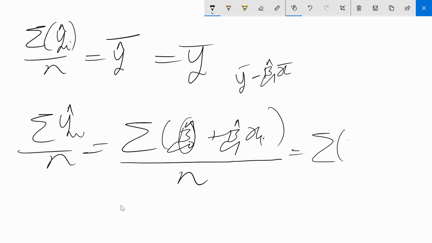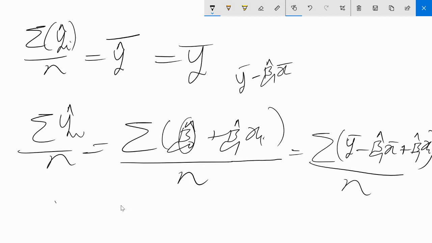And if I do that, what is it that I'm going to have? Please assist. I'm going to have y bar minus beta 1 at x bar plus beta 1 at xi, like that, over n, by the way. This part, all right, let me do it here.